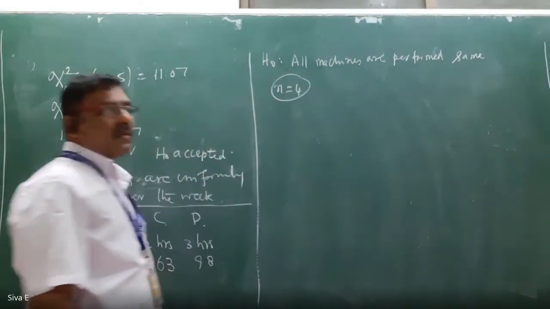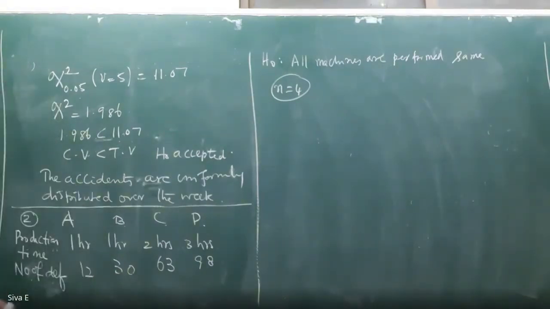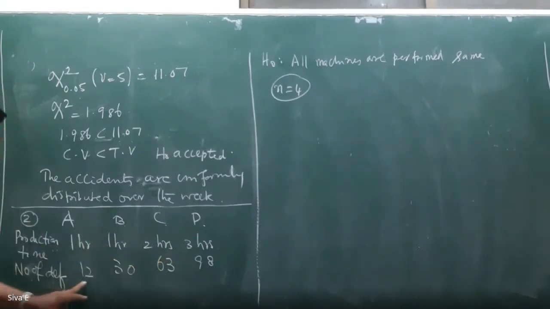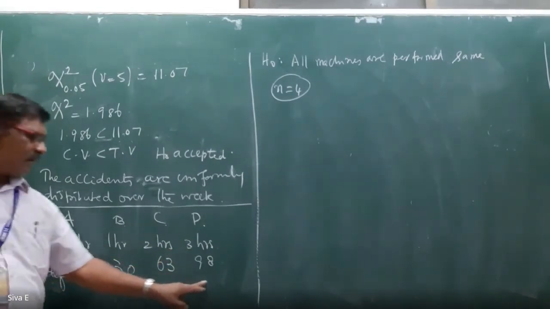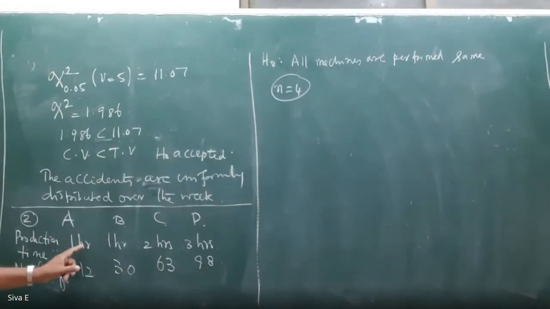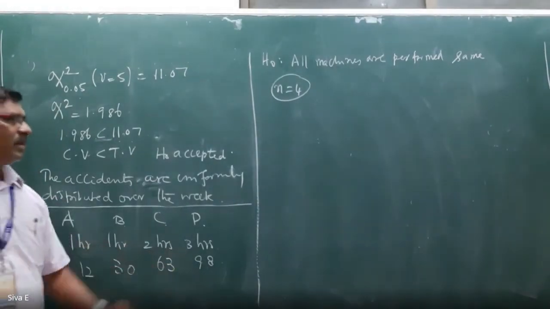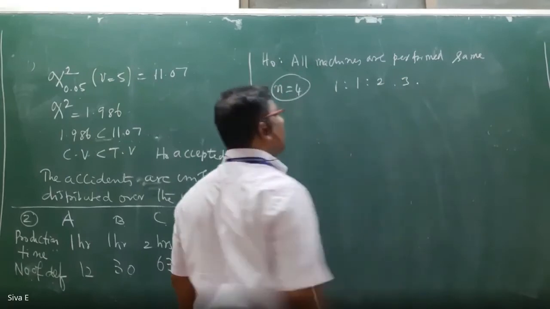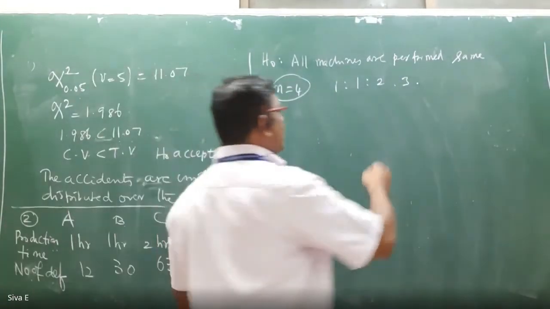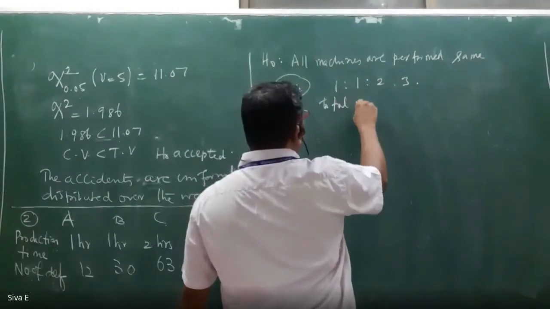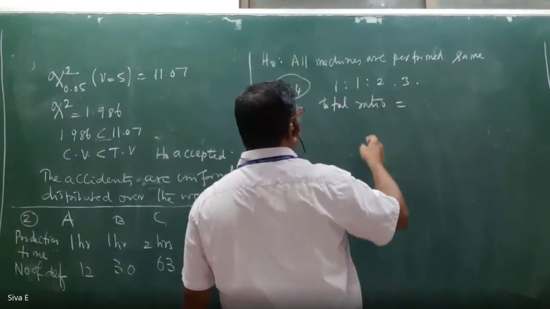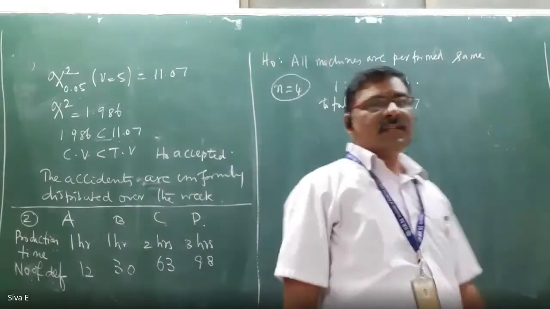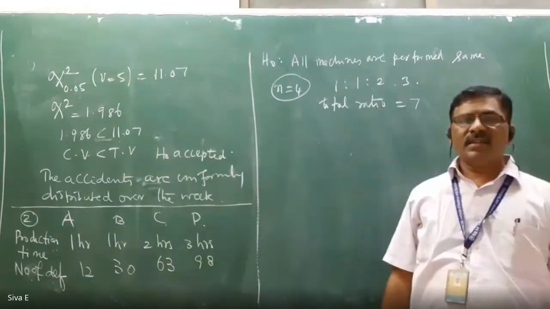To find the expected frequency, if everything were the same duration, we could simply write the mean. But here the ratio is different: 1 is to 1 is to 2 is to 3. Total ratio equal to 7, so total number of hours is 7 hours.